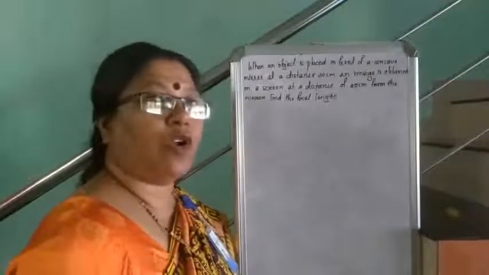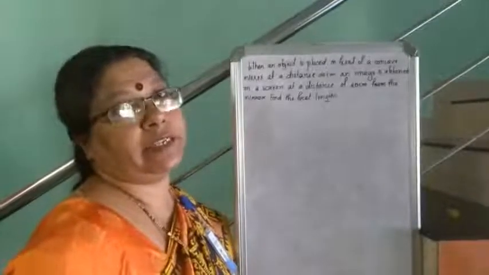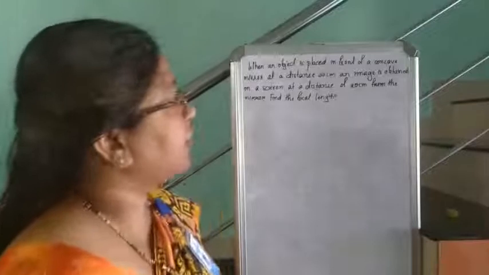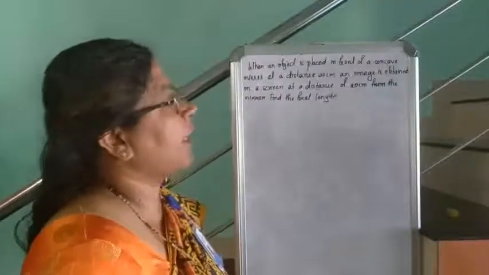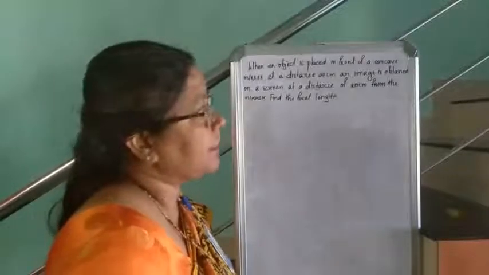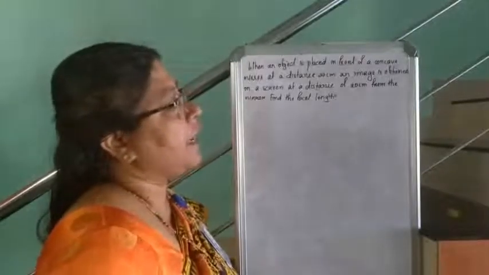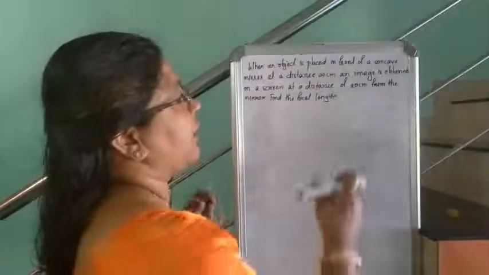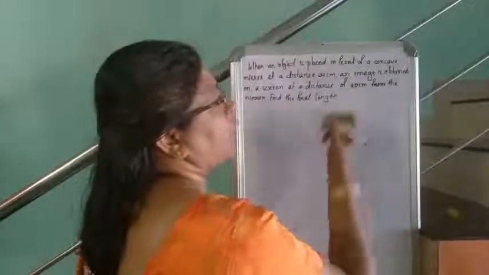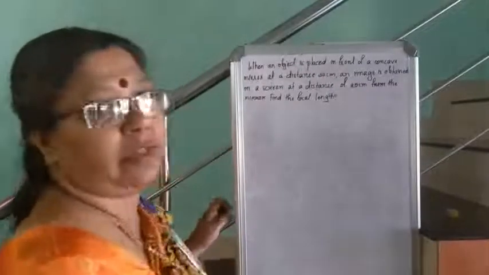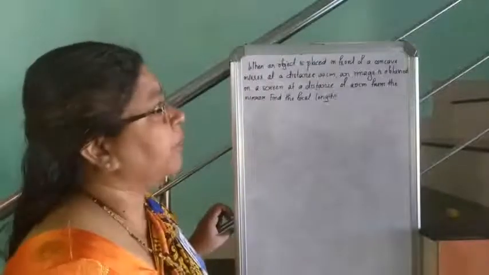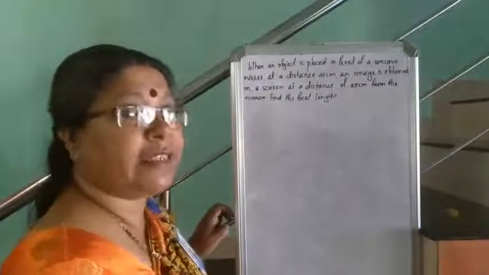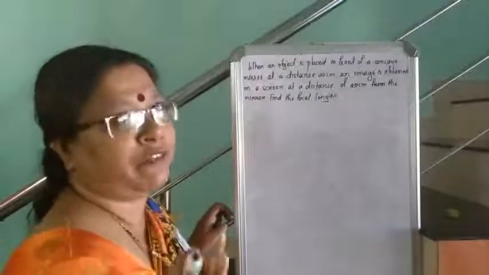Next, we will move on to the problem given in your textbook. The problem is, when an object is placed in front of a concave mirror at a distance of 30 centimeter, an image is obtained on a screen at a distance of 20 centimeter from the mirror. Find the focal length. So when you get a question like this, it is better you draw a rough figure.